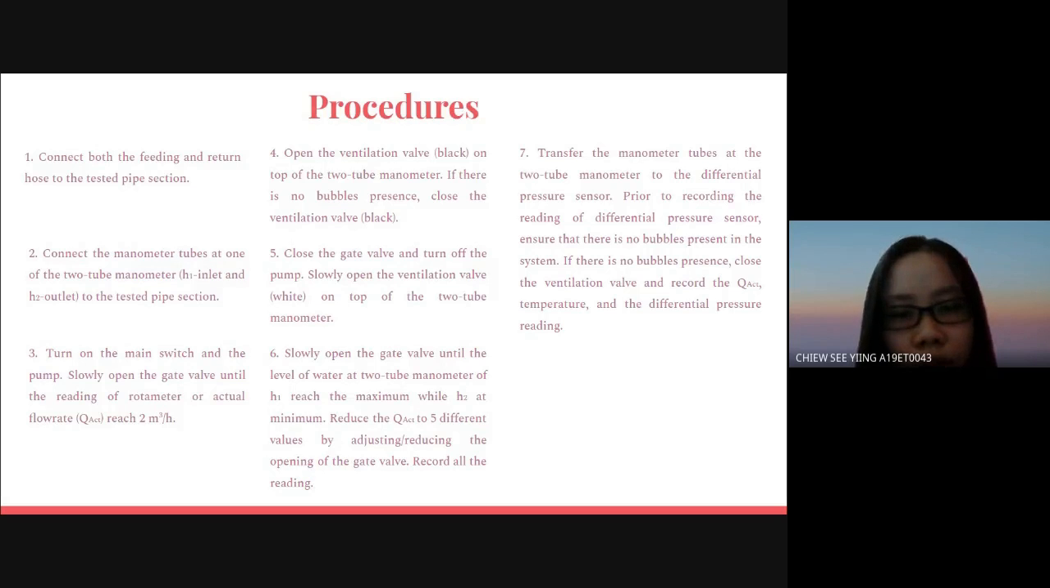It is a must to ensure there are no bubbles contained in the system. The ventilation valve is closed when there is no presence of bubbles, and all the values of actual flow rate, temperature and differential pressure reading are recorded.